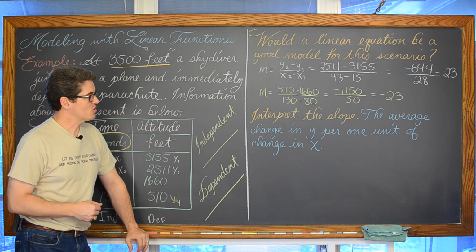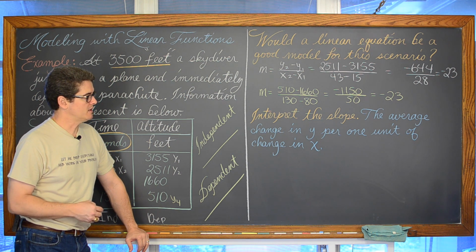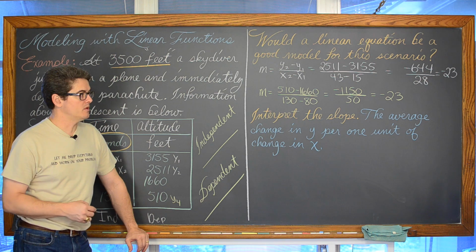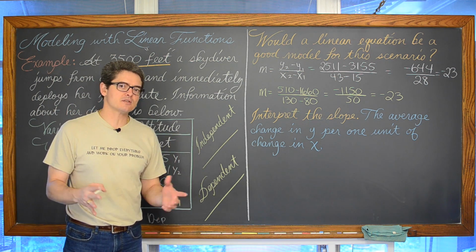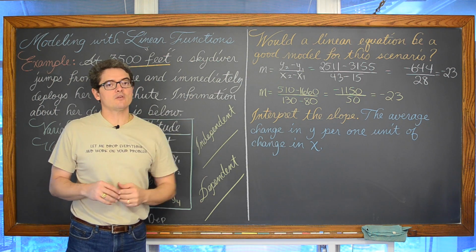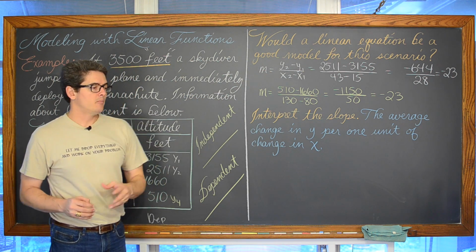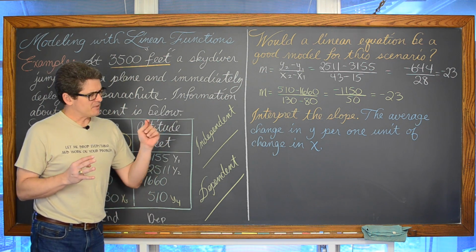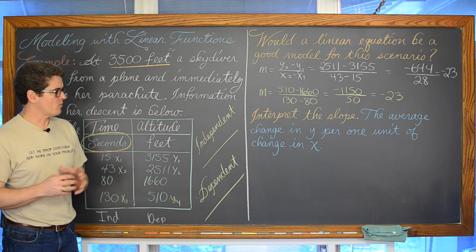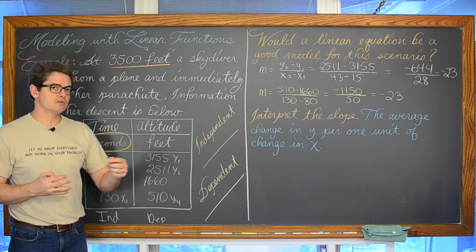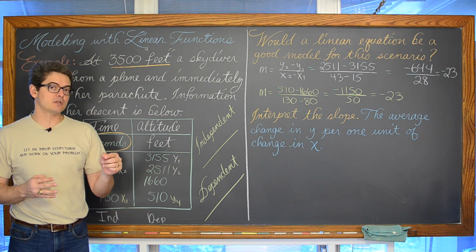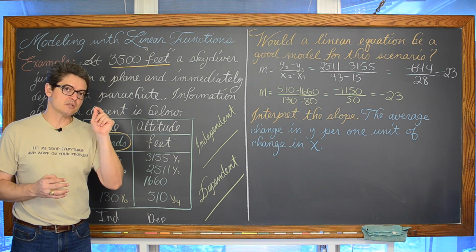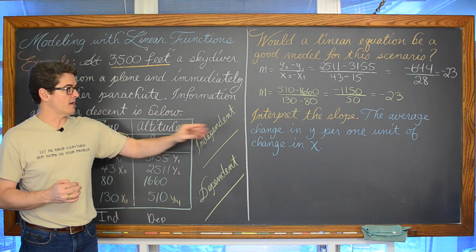Okay, now interpreting the slope: the average change in y per 1 unit of change in x. This is the real definition of slope. Yes, it's rise over run. Yes, we have a formula over here, change in y over change in x. But I believe the Algebra 1 textbook that our school system is buying into now gives an alternative idea of unit slope, which is change in y over just simply 1 unit of change in x.